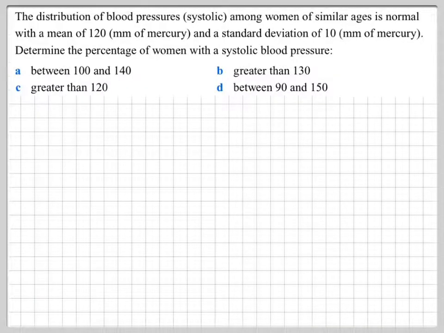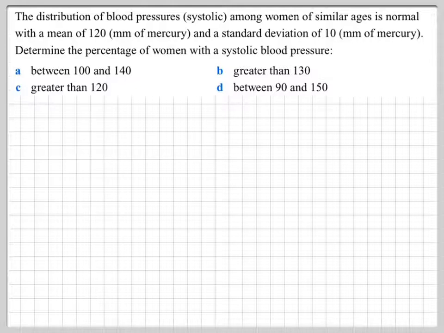All right, now what's this? Blood pressure now, goodness. The blood pressure, which is the systolic, which I think is the higher one of the two, isn't it? Not being a doctor, I think it is. Among women of similar ages is normal, with a mean of 120 millimetres of mercury. I think 120/80 is what you're supposed to get, isn't it? Or 110/70. And a standard deviation of 10 millimetres of mercury. Determine the percentage of women with a systolic blood pressure between 100 and 140.